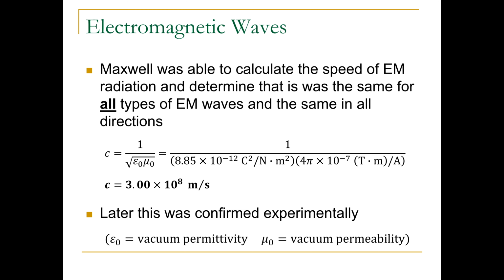Epsilon naught is known as vacuum permittivity. And you can think of it as how easily electric fields extend through a vacuum. By the way, that is definitely an oversimplification, but it's good enough for us. And mu naught is essentially the same thing, but for magnetic fields. And that speed of 3 times 10 to the 8 meters per second has been confirmed experimentally.